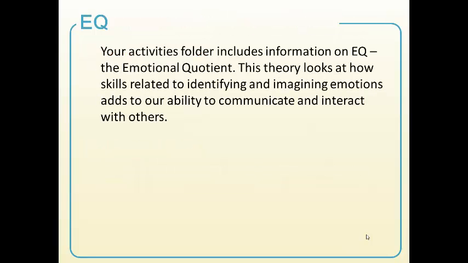So your activities folder for this module includes information on EQ, the emotional quotient. That's emotional intelligence, as I mentioned before. So you'll be exploring some links and thinking about where you might be at in terms of your EQ, and it helps you to identify areas that you could work on to enhance your ability to communicate and interact with others in relation to emotion. So the next module will move you toward topics that are less general about emotion, but more specific about the emotions that you feel.